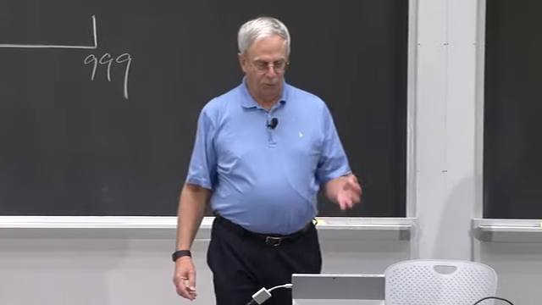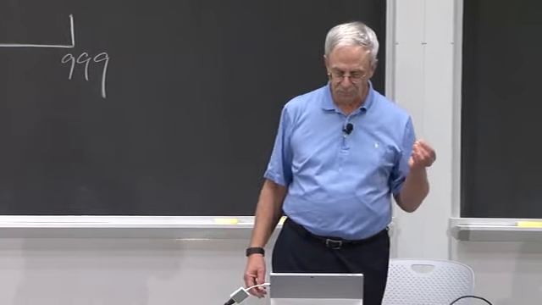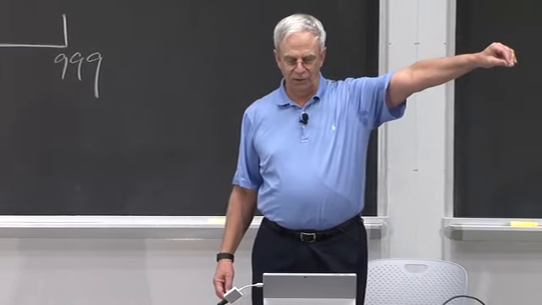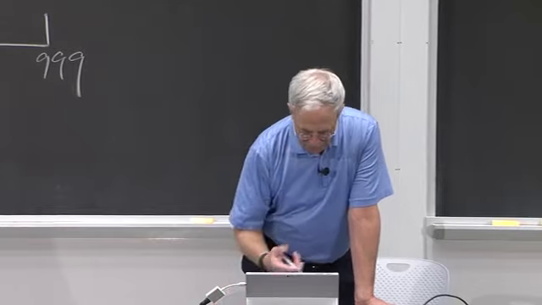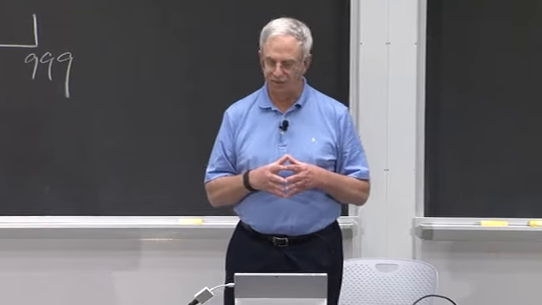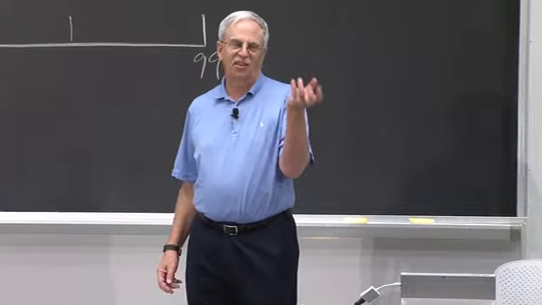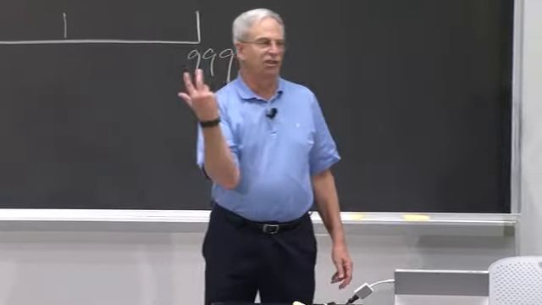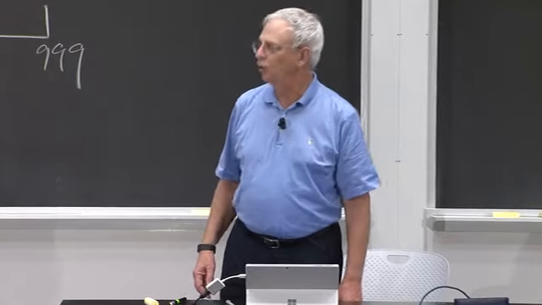All right, you can pass it up to 4 arguments. You must pass it the function to be integrated. That makes sense. A number representing the lower limit of the integration, you need to give it that. A number representing the upper limit, you need to give it that. And then the 4th argument is a tuple supplying all values for the arguments except the first of the function you're integrating. I'll show you an example of that on the next slide. And we'll see that it returns a tuple: an approximation to the result, what it thinks the integral is, and an estimate of how much error there might be in that one. We'll ignore the error for the moment. All right, let's look at the code.